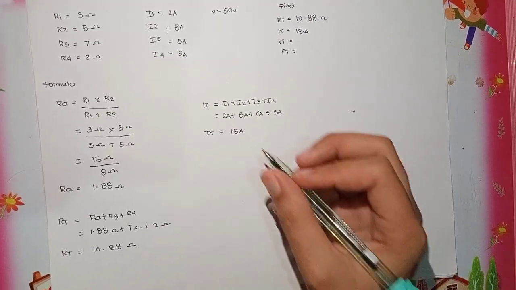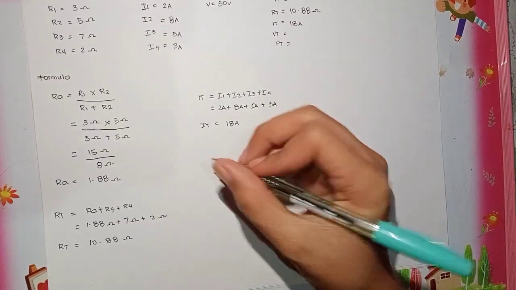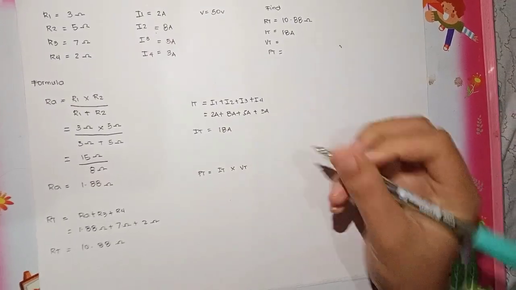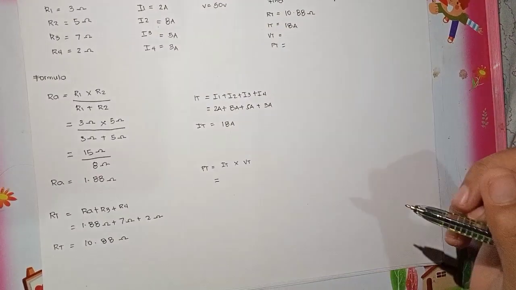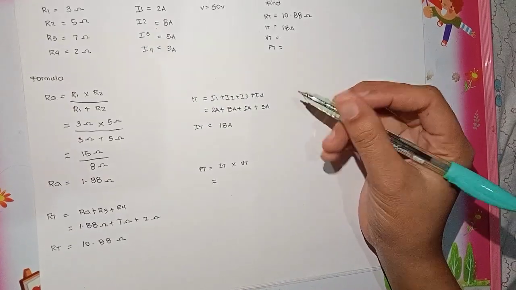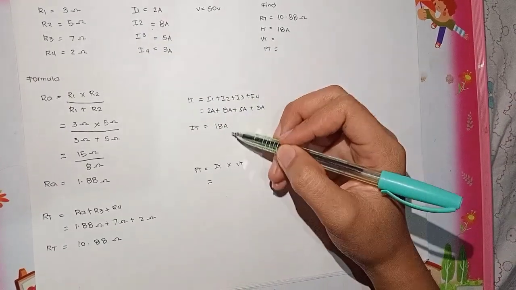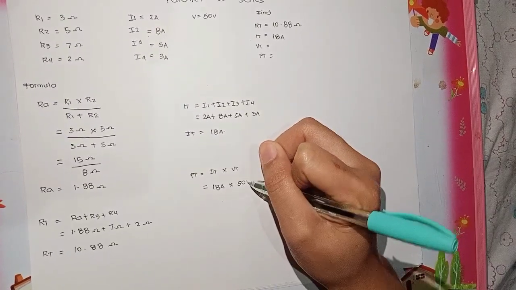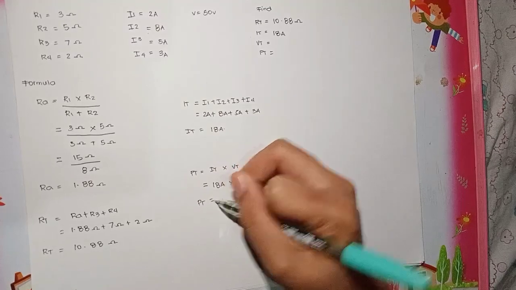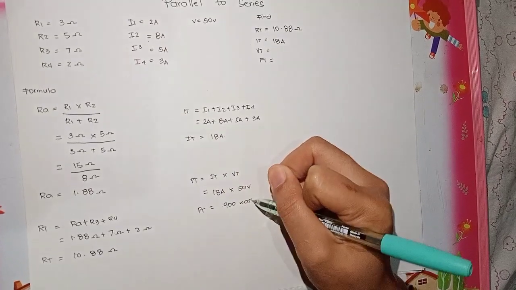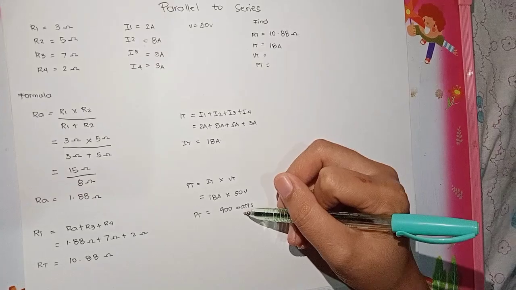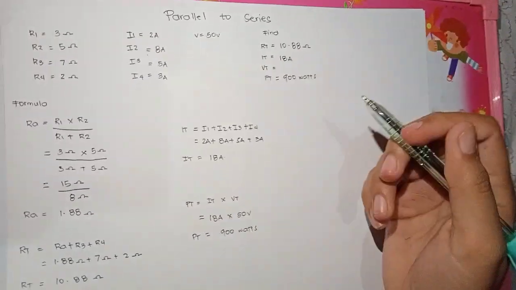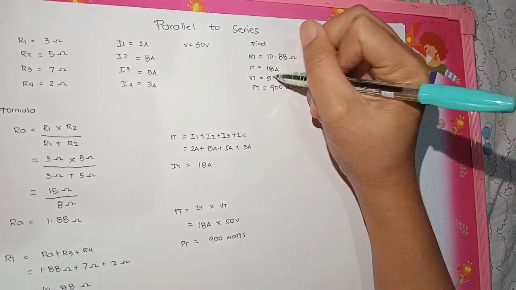The formula in getting the total power is total power equals total current times total voltage. So, total current multiplied by voltage, which is 18 amperes times 50 volts, is equal to 900 watts. Therefore, the total power is 900 watts. And our total voltage is 50 volts.